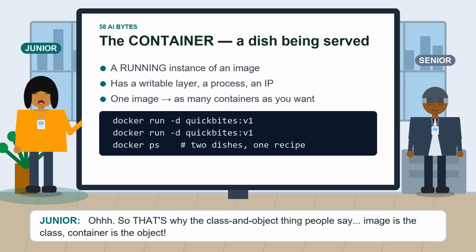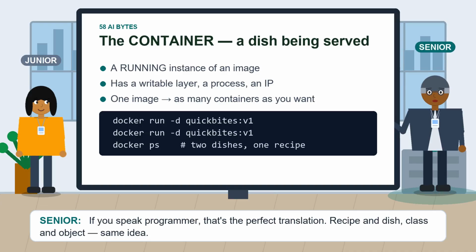Oh. So that's why people say the class and object thing: image is the class, container is the object. If you speak programmer, that's the perfect translation. Recipe and dish, class and object, same idea.